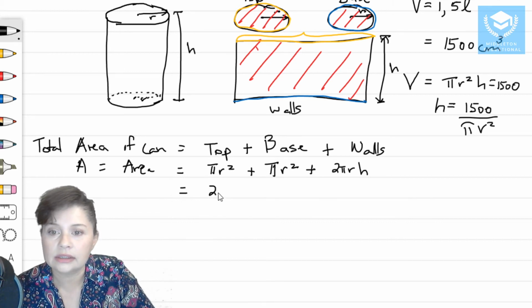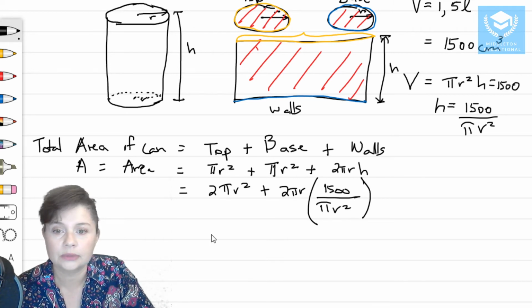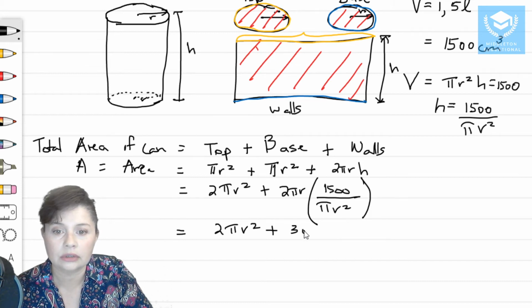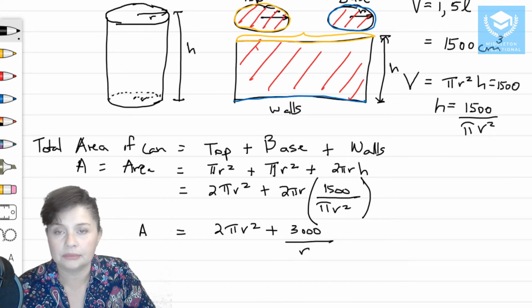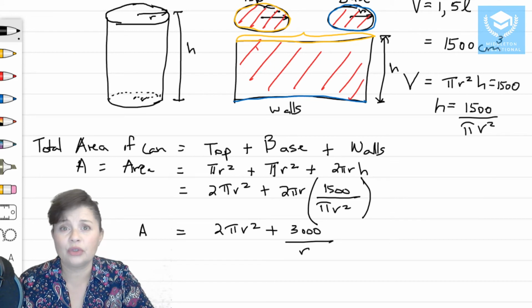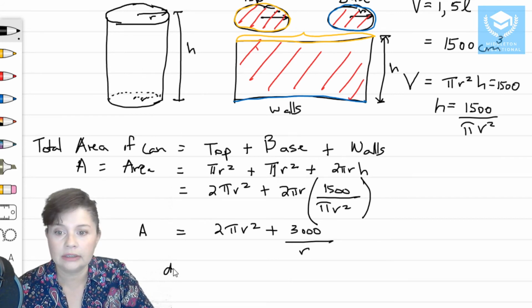So we'll do that. That is the same as 2 pi r times 1,500 over pi r squared. Okay, so that is going to be 2 pi r squared plus 3,000 over r, and that is going to be my A. So now I have an expression for the area, but I want to minimize that area, which means I need to find the derivative of the area. And I'm going to find dA, and my variable in this case is r.